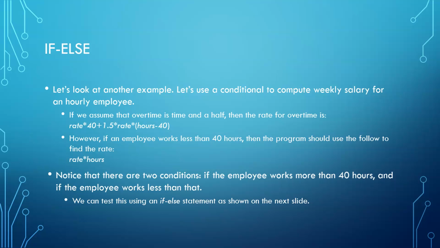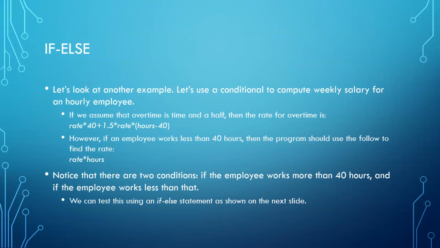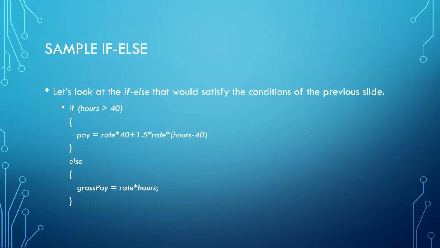Now notice that there are two conditions here: if the employee works more than 40 hours, and if the employee works less than that. We can test this using an if-else statement as shown on our next slide. This is the if-else statement that would satisfy the condition. If the number of hours is greater than 40, we're going to use pay equals rate times 40 plus 1.5 times rate times (hours minus 40). Otherwise, the gross pay is just equal to rate times hours. That's it. It's that simple. Nothing super complicated. It's just looking to say, is this larger than this number or is it not larger than this number? That's all it is.